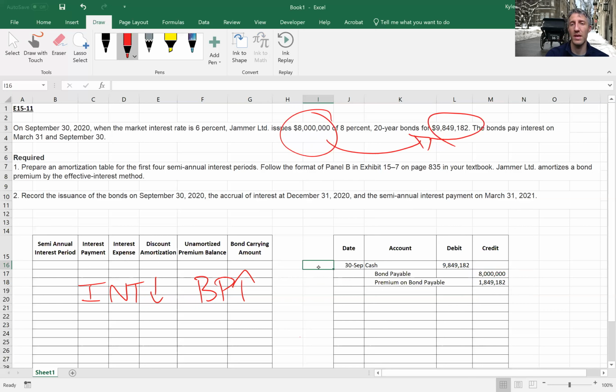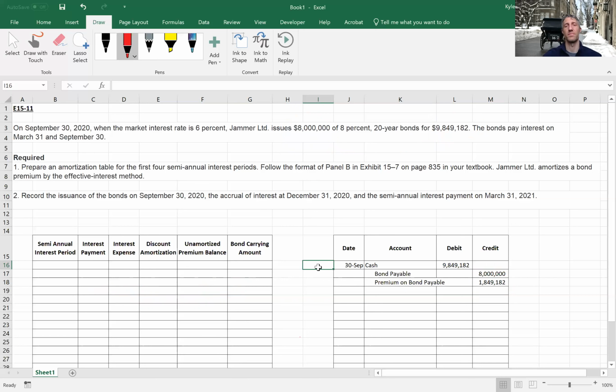So those two, the 8 million and the 1.8 million, are reflective of the market value of that bond, and that's the total liability recognized on the balance sheet. So let's start preparing now the amortization schedule.